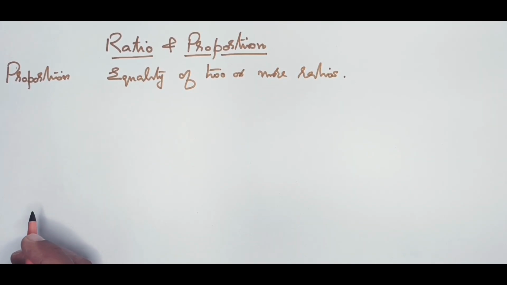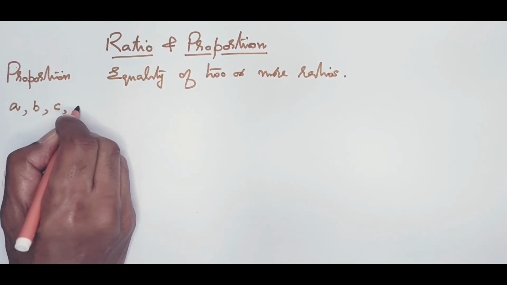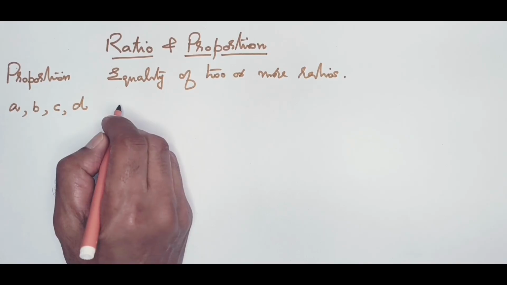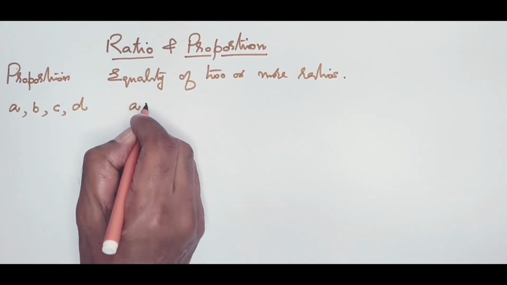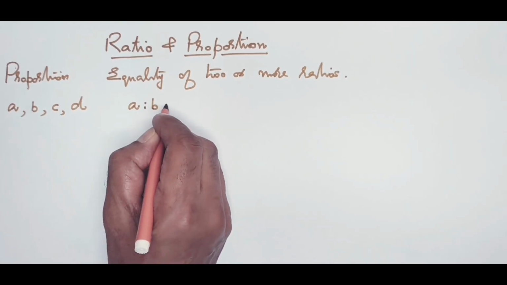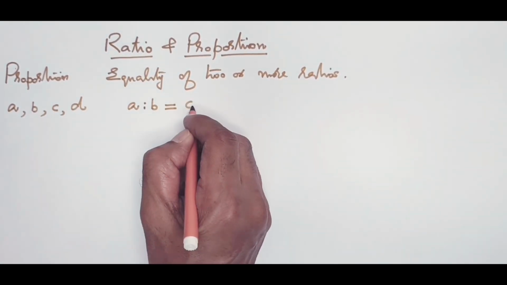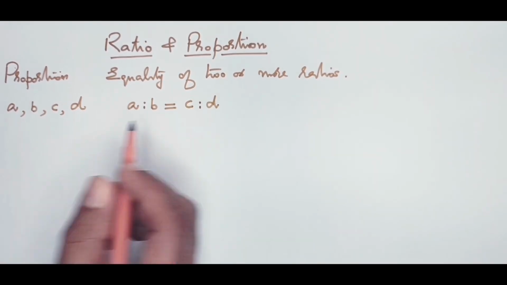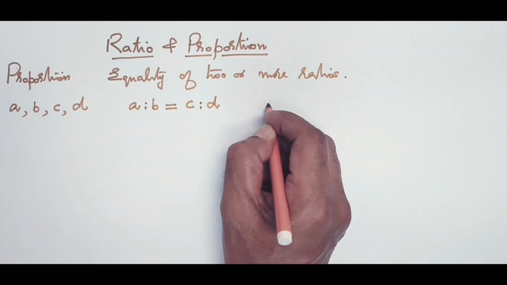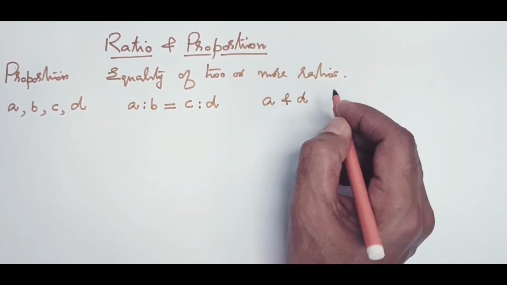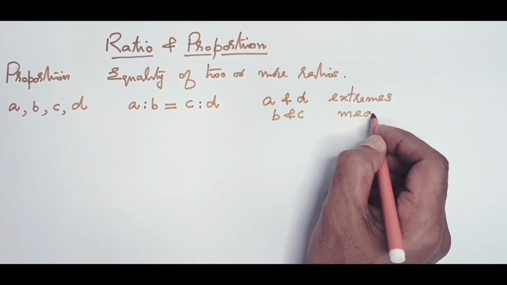For example, given four quantities, say A, B, C, D, such that the ratio of the first two, that is A and B, equals the ratio of the other two, C and D, then we say these four quantities are in proportion. And the quantities A and D are called extremes, and B and C are called means.